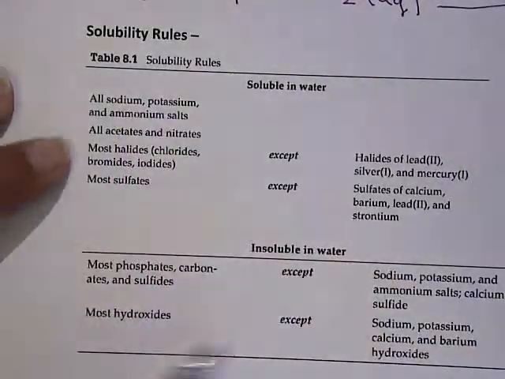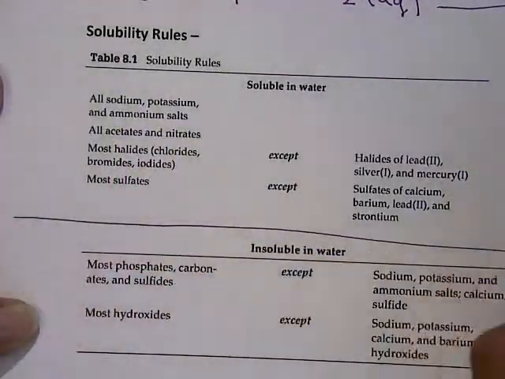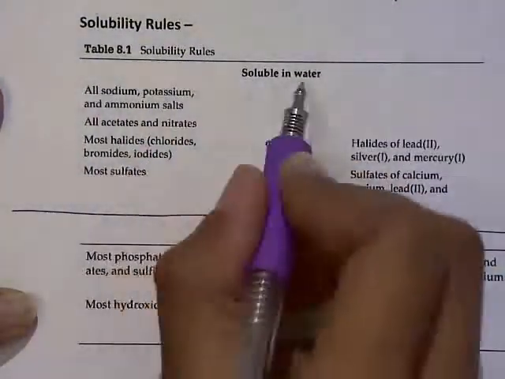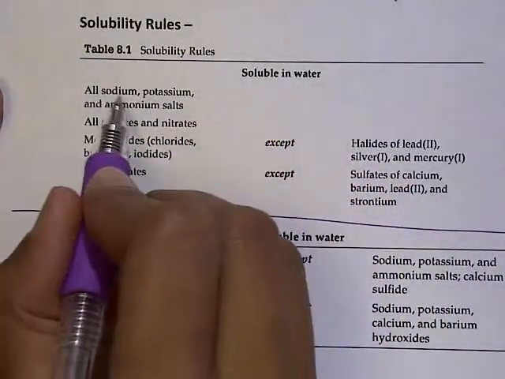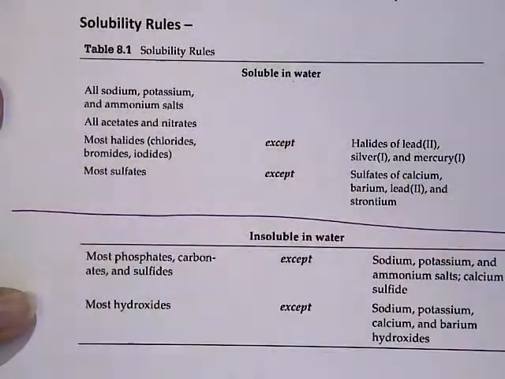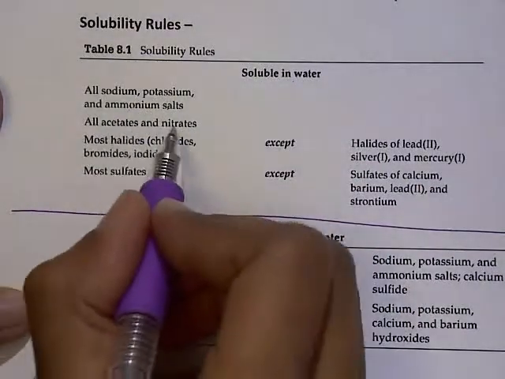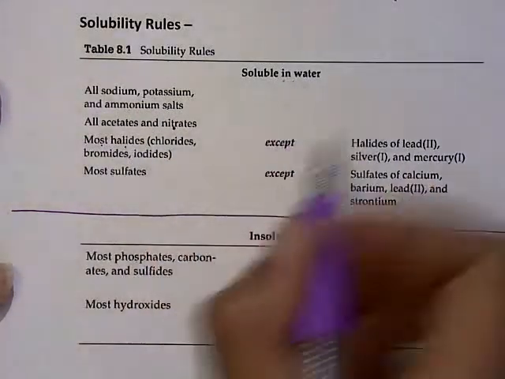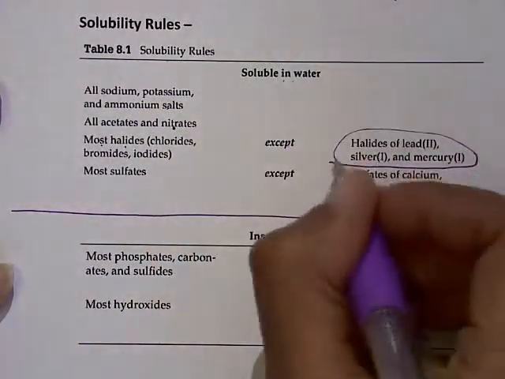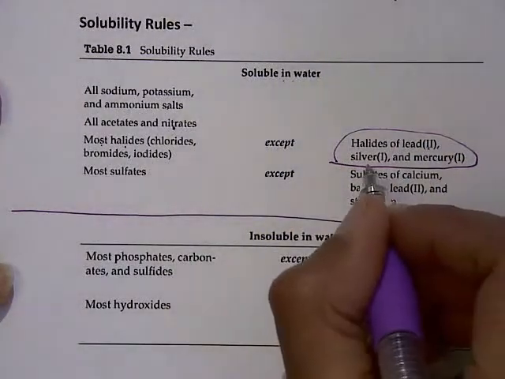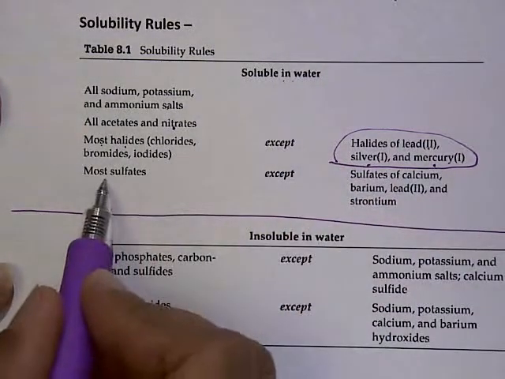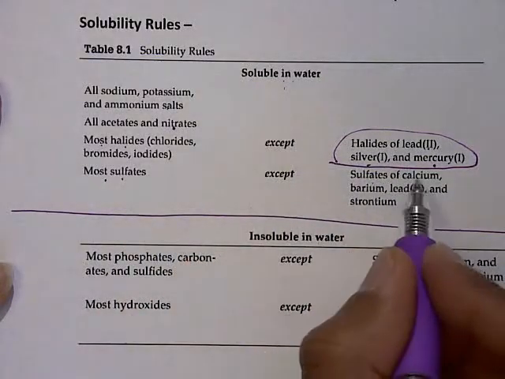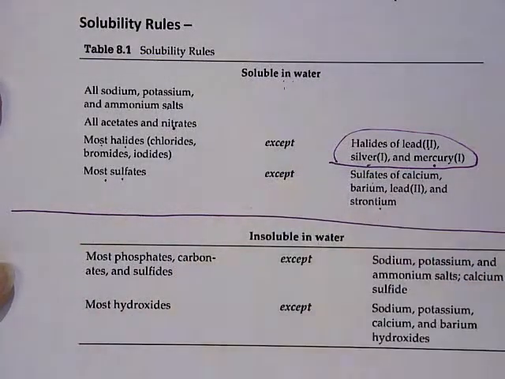So your solubility rules are split into 2 tables, soluble in water, insoluble in water. Here we're saying that all sodium, potassium, and ammonium salts are soluble in water. All acetates and nitrates are soluble in water. Most halides are soluble in water except these halides of lead, of silver, of mercury. Most sulfates are soluble in water except sulfates of calcium, barium, lead, or strontium.